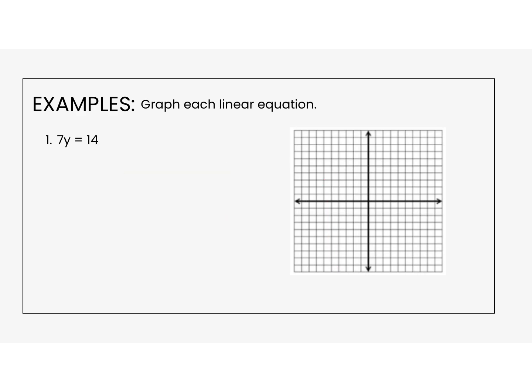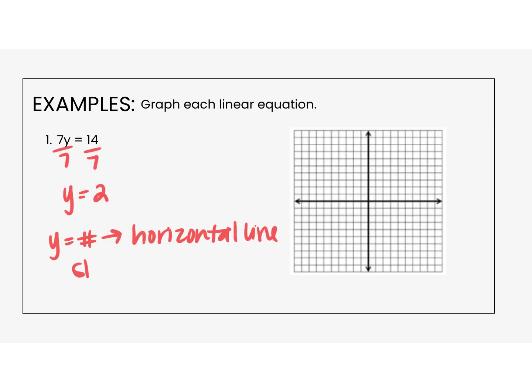We could have something that looks like this as well. And in this one, if I want to get y by itself, I divide by 7 to start. That gives me y equals 2. So again, this one looks a little bit different. This is going to be a horizontal line. So anytime you see y equals a number, that is a horizontal line. And that means my slope is 0.